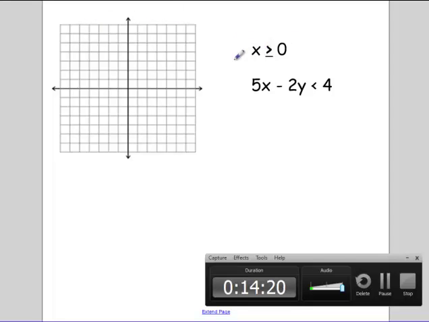Alright, next one, x is greater than some number or less than some number is going to be a vertical line. Now it's actually going to be this vertical line. It's going to be solid. And then this one, I'm going to subtract the 5x from both sides. I am going to divide by a -2. Remember that sign will flip since I'm dividing by a negative. 5 halves, negative divided by a negative is a positive. This will be a -2.